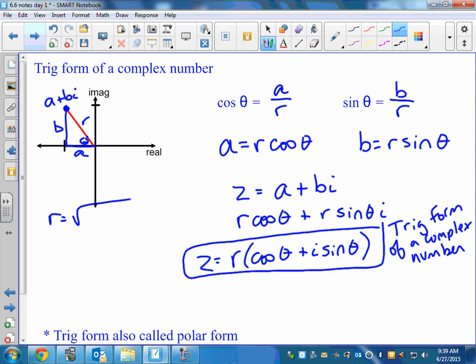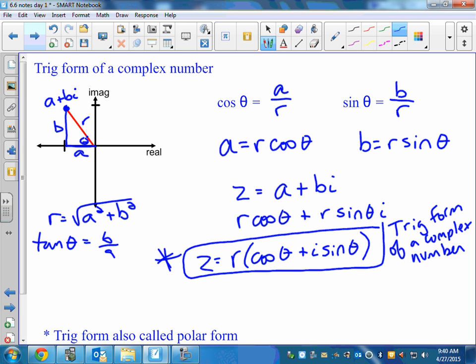r equals the square root of a squared plus b squared, right? That's our distance. Do we need to write what tangent equals? I don't know. b over a. I don't know that you ever need that, but this is kind of the big thing that you need.